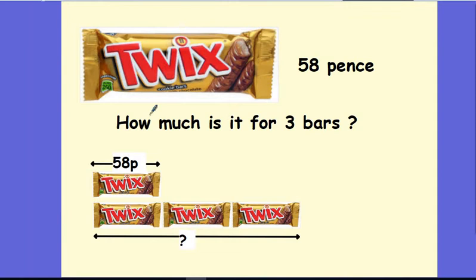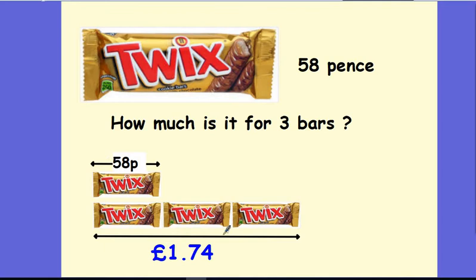So why have we been practicing this? I'm going to start us off. I've got a Twix and it cost me 58 pence. Here's my 1 Twix. How much is it for 3 bars? 1, 2, 3. What's this distance here? If this distance for 1 was 58p, what's it for 3 bars? Pause the video, have a little think and write your answer in your light blue book now.